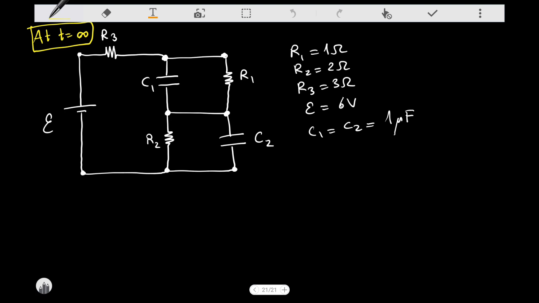Right, so now let's look at what happens at t equals infinity. So at t equals infinity, the capacitors are full. Full means, let me just say it like this, charge does not change anymore.